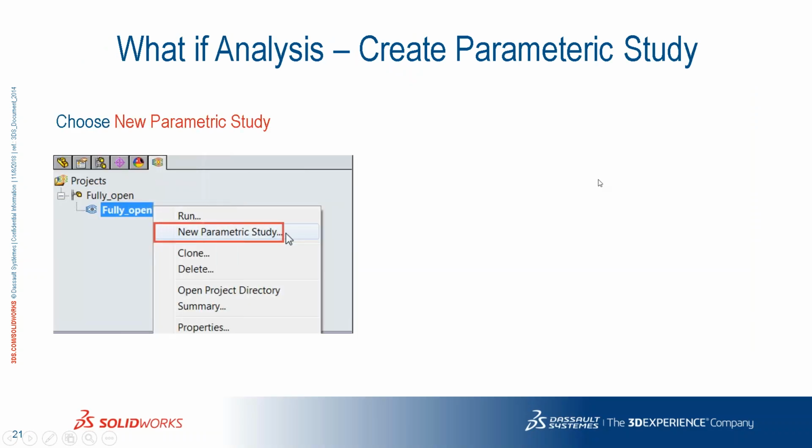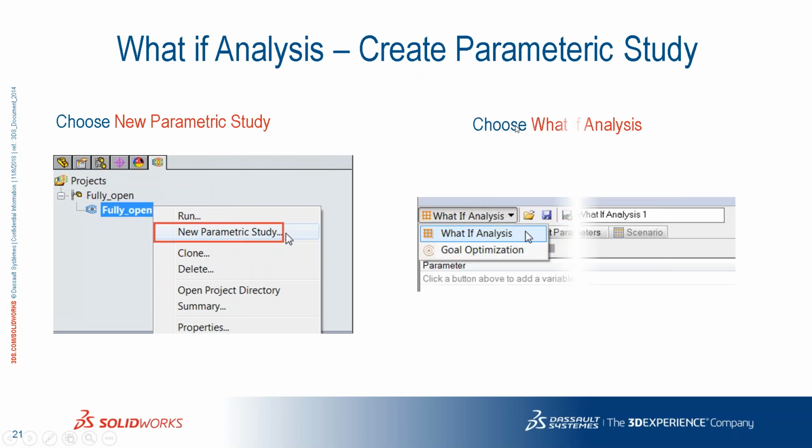So the first step is creating the parametric study. You go to the Flow Simulation study and choose New Parametric Study. And then there are 2 options: goal optimization, which will be covered later by Alessandro, and what if analysis, which is our case.